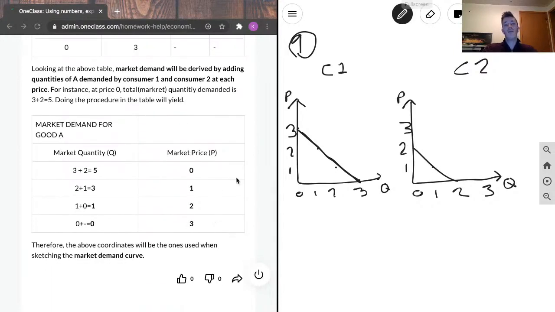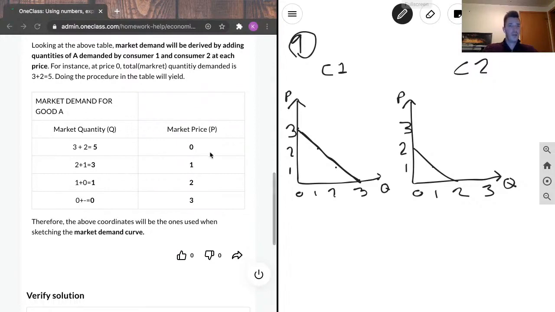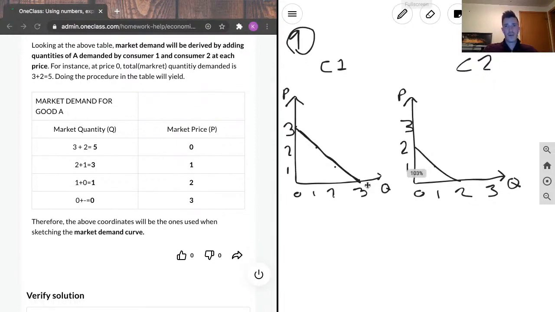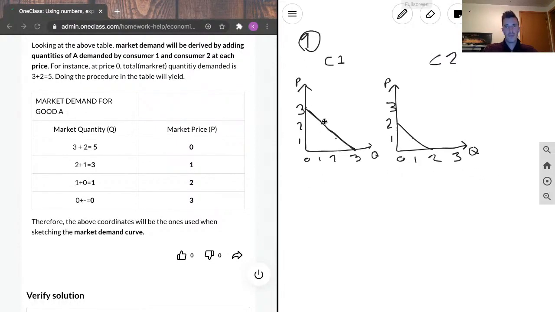Looking at the above table, market demand will be derived by adding quantities of A demanded by consumer 1 and consumer 2 at each price. For example, at price 0, total quantity demanded is 3 plus 2 equals 5. Doing the procedure in the table will yield the result. So if we're going to sum these two demand curves, C1 plus C2 is going to equal market demand.